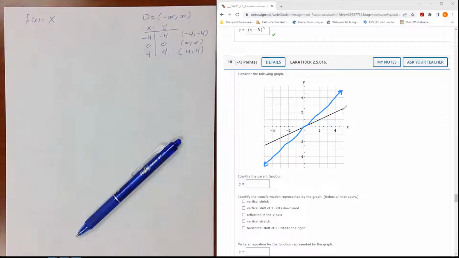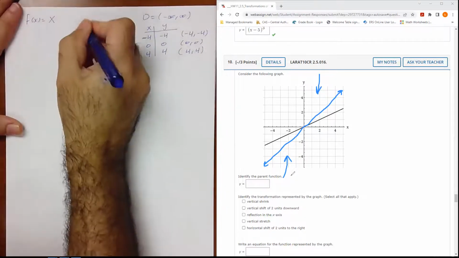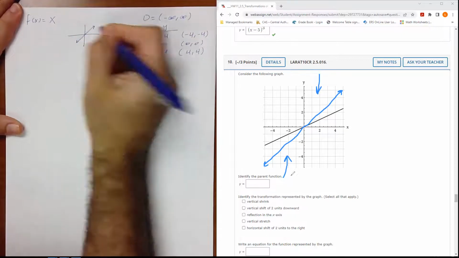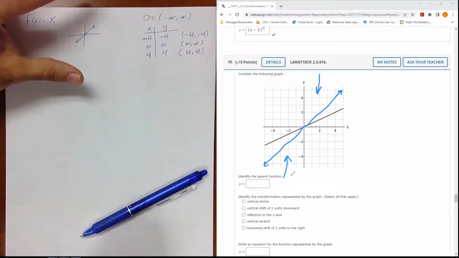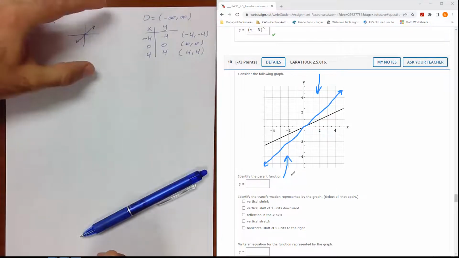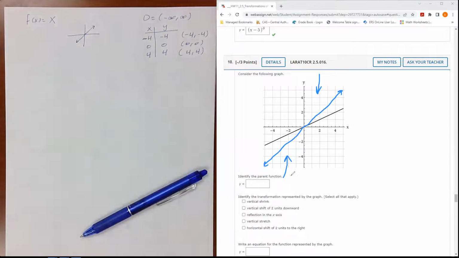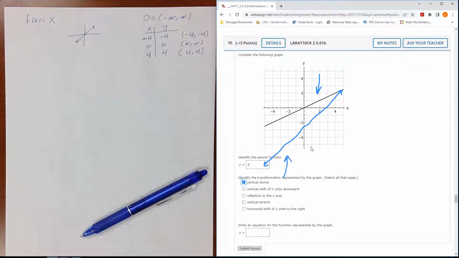What happened to the graph? If you look here, the graph has moved down on this side and moved up on this side. That means you're pressing on the graph here and you're pressing on the graph here. Here is the graph of the basic function. You shrink the graph. You're pressing on the graph from both sides, from here and from here. So it's a vertical shrink. So now, first of all, I need to write down my basic function, which is just x. Then I already know it's a vertical shrink. Then I need to write down my new function.